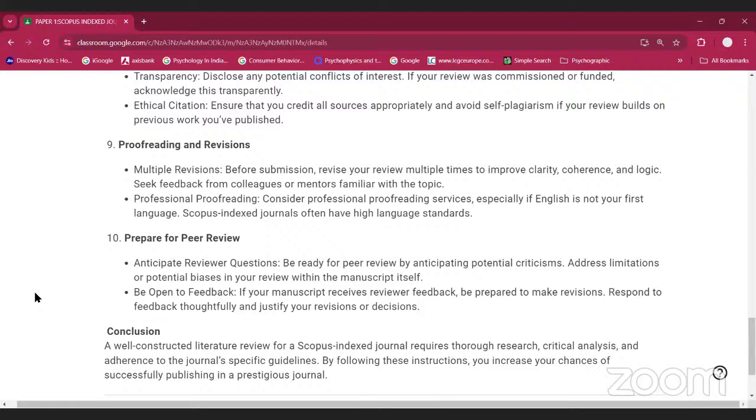Finally, conclusion. A well-structured literature review for a Scopus indexed journal requires thorough research, critical analysis, and adherence to the journal's specific guidelines. By following these instructions, you increase your chances of successfully publishing in a prestigious journal.